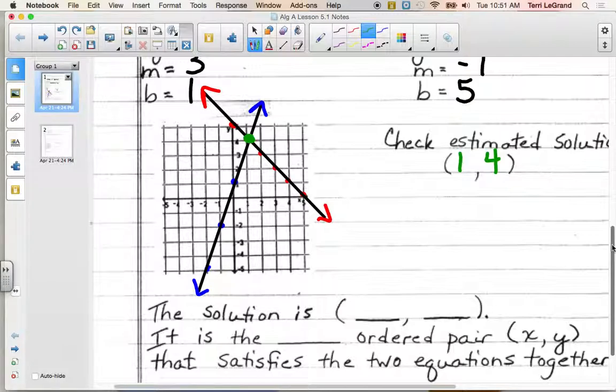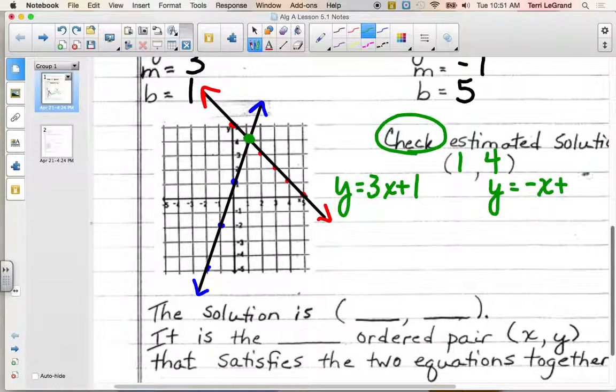So we're going to write down both equations. Y equals 3x plus 1. That was one of our equations. Because now we're doing a check problem. We're checking to see if this is really the solution. And then we're going to put it into also our negative x plus 5. So let's just do one at a time.